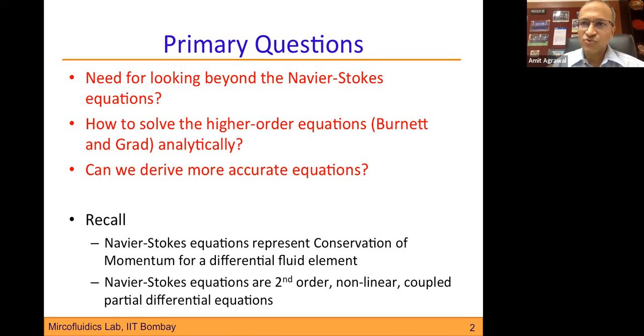Let me just say that, of course, we also have the mass conservation, the continuity equation, and the energy equation. So sometimes when we use the Navier-Stokes, we think of all these equations, 5 equations, the momentum, energy, and the continuity equation taken together.